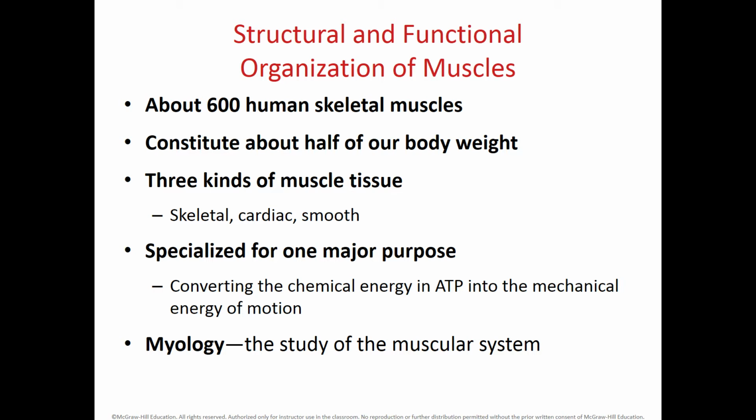Now remember, as we saw in the previous chapter, that we have three types of muscle: skeletal muscle, cardiac muscle, and smooth muscle. They have different locations. Skeletal muscle is majorly attached to the skeleton, cardiac muscle is only located within the heart, and smooth muscle is within hollow organs. They also have different innervation: skeletal muscle is innervated by the somatic nervous system, while cardiac and smooth muscle are innervated by the autonomic nervous system.